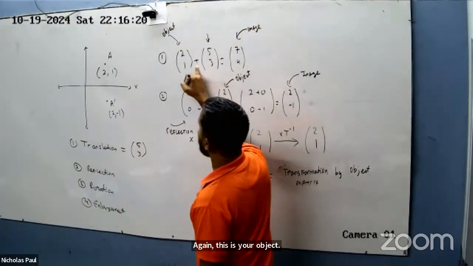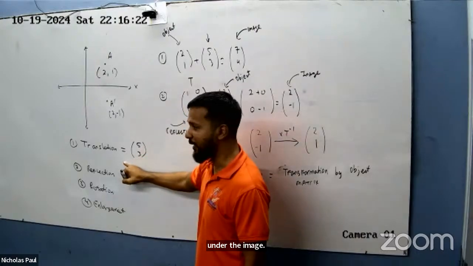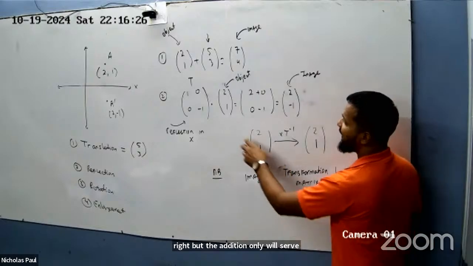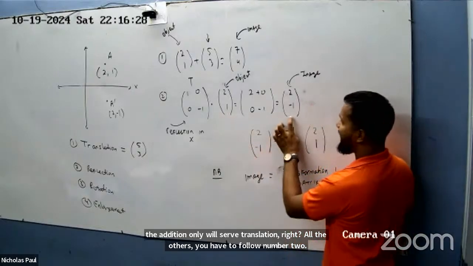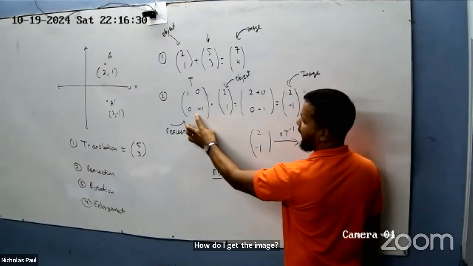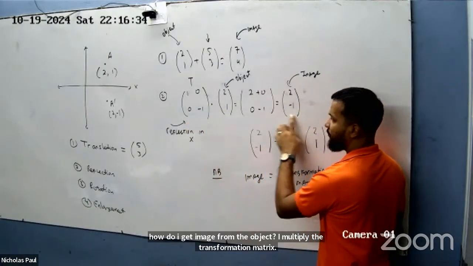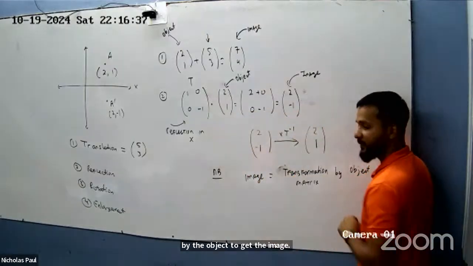But the addition only works for translation. All the others, you have to follow number 2. How do I get the image from the object? I multiply the transformation matrix by the object to get the image. So multiply this by this to get this.